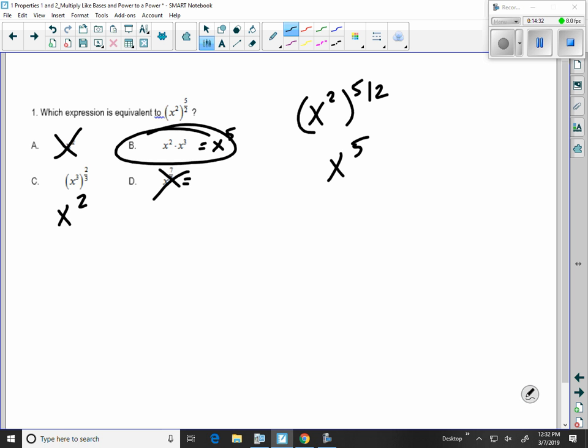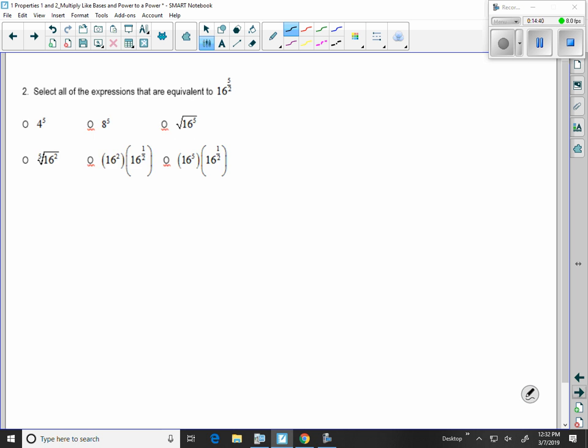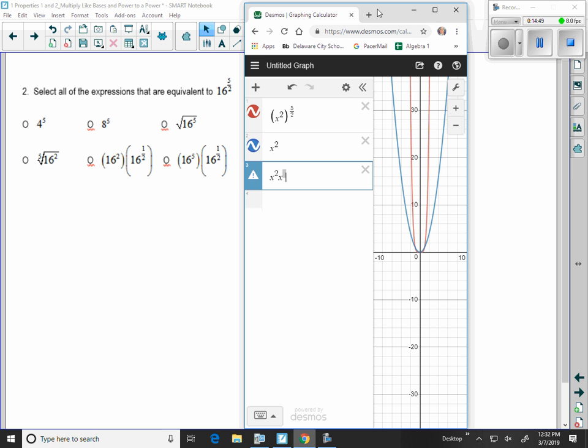But you can put them in Desmos. You just have to put a number in for x. I'm going to show you something else here. I had the wrong problem. All right, select all of the expressions they're equivalent to. This is the one I was talking about. I don't know what I was thinking. This is definitely a Desmos question.